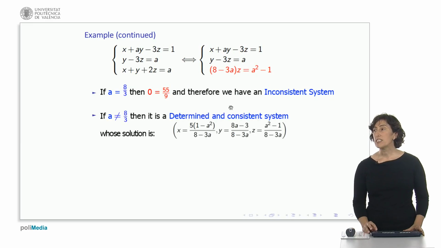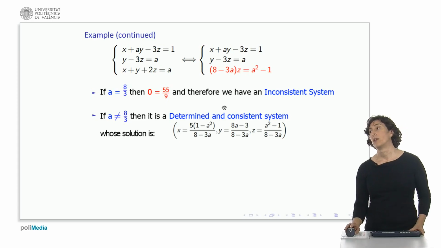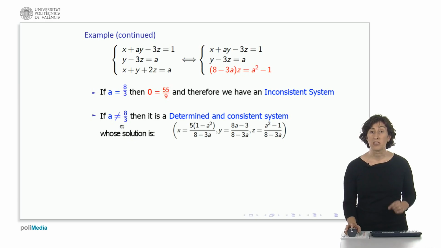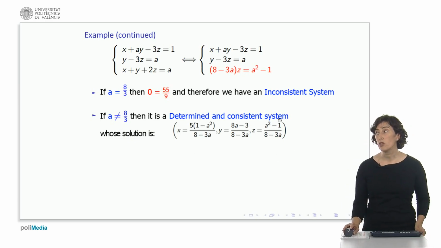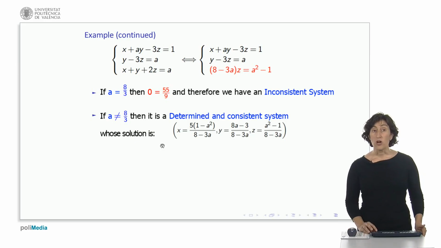What happens if a is different from 8/3 and also different from 1? Remember that we are in that case. Well then, the system is consistent and determined, since this can be done by dividing. I divide and I would have that z equals a squared minus 1 divided by 8 minus 3 times a. Substituting in the second equation, I would have y, and substituting in the first, I would have x. Then, in the case of a different from 8/3, the system is consistent and determined with a single solution given by this expression here.